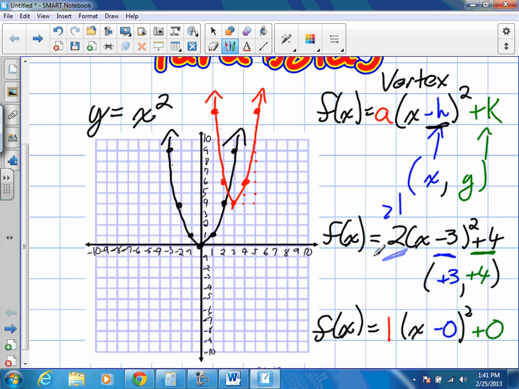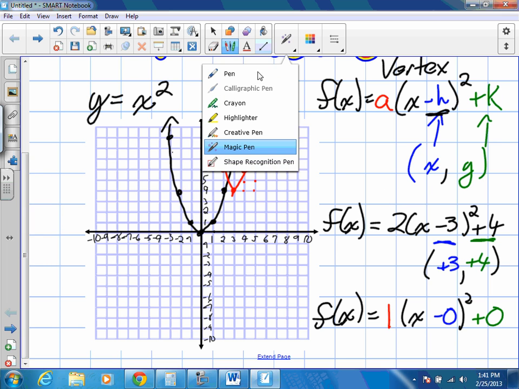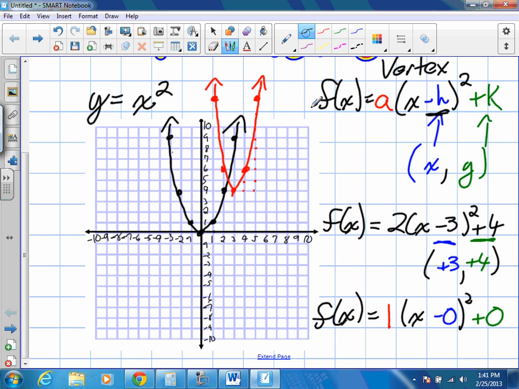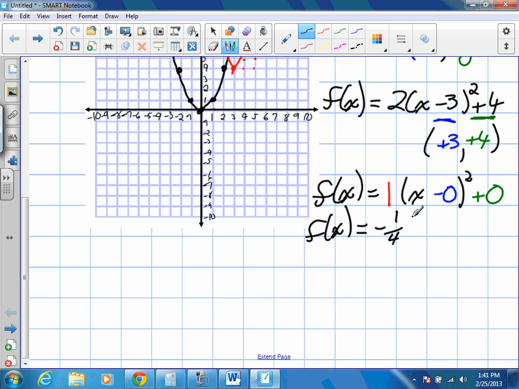Let's say we have f at x is equal to, let's say, negative a fourth times (x plus 3) squared minus 1. This one's a little harder. The other video I did this morning, we did a half. So if you get confused, that's fine. You can use that value. Okay. The very first thing I want to do is find the vertex.